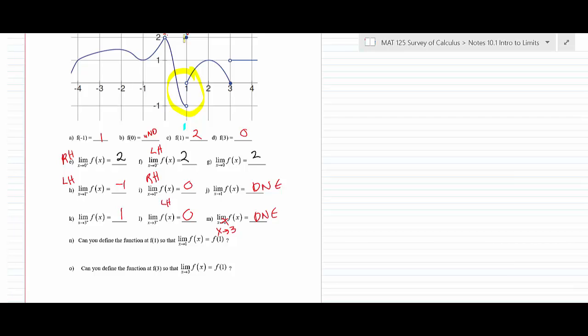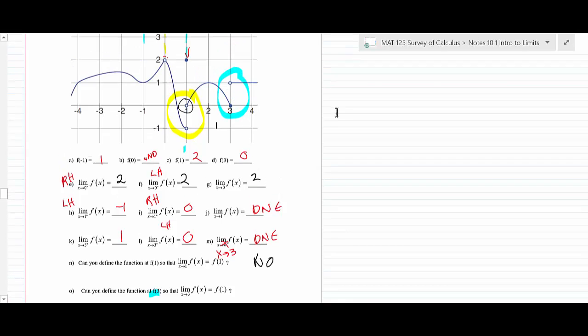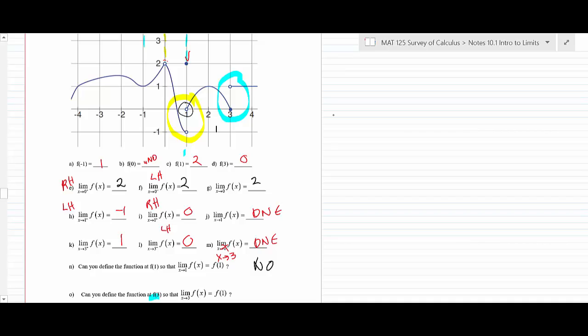So the answer to this is no. You just can't do that. You could move that dot down there, but it still wouldn't connect the graph. So there isn't anything you can do on that one. Now let's look at 3. How about that? Is there any way that you can connect those two? No, there isn't. So that's also no. You can't do it. That's the idea.